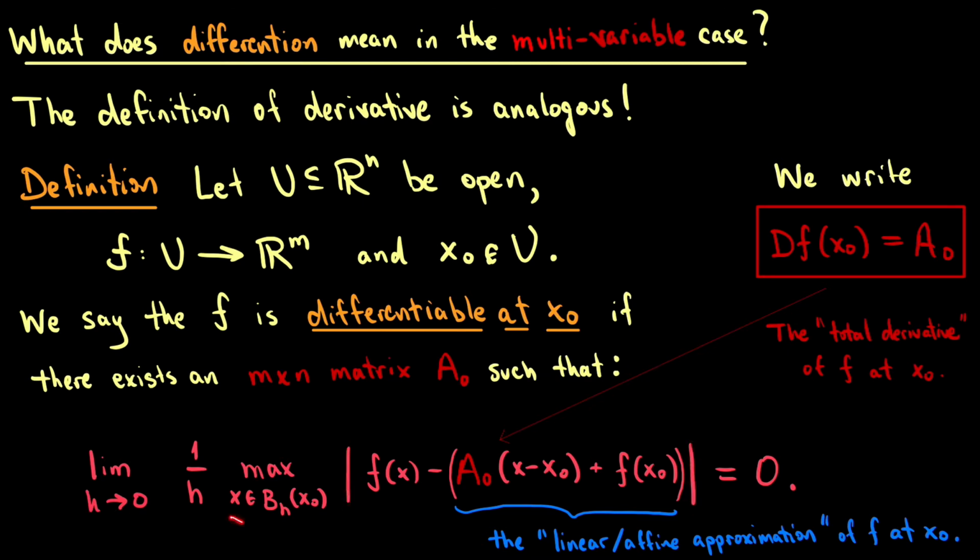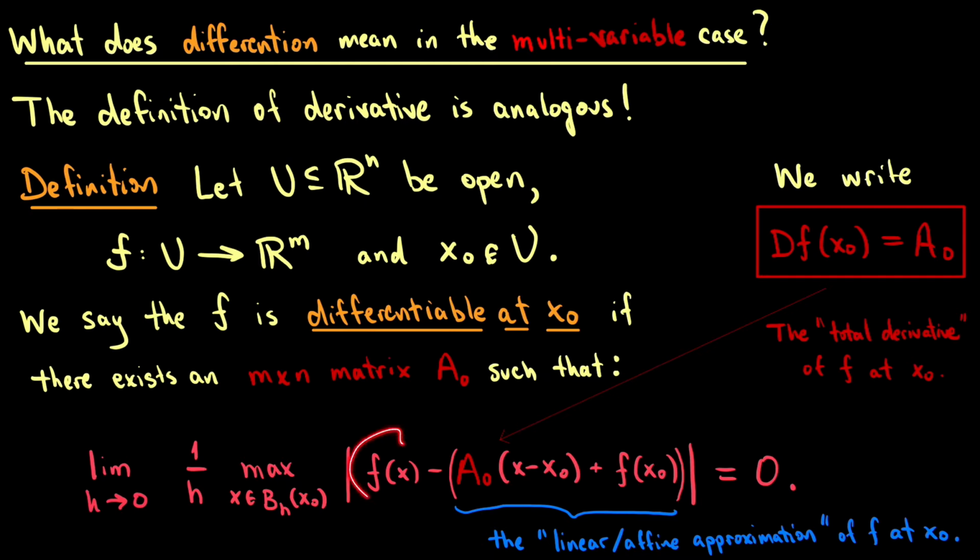Okay, we max over all the points x in the ball of radius h centered at x naught in R^n. And we divide by h. Okay, so implicitly the Euclidean distance in R^n is involved in this. The Euclidean distance in R^m is involved in this. I have matrix multiplication here. I'm adding vectors in R^n. But otherwise, the definition is exactly the same as it was in R^1.